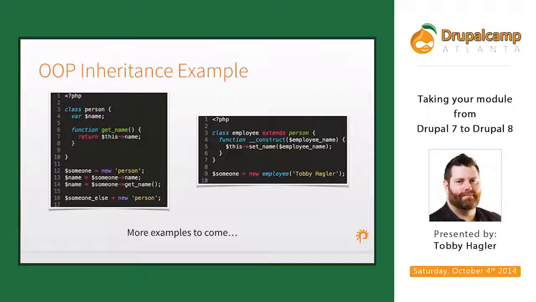Drunk Toby was doing this slide, I think. And then you can say name equals someone arrow name, which returns the property of this class instance.